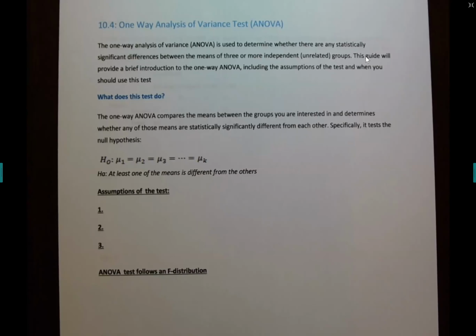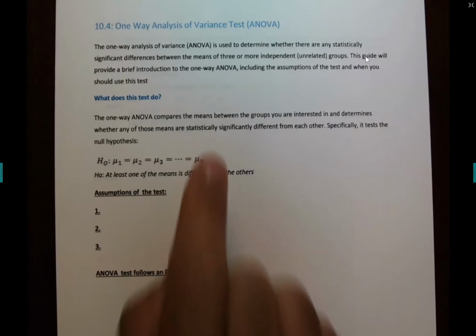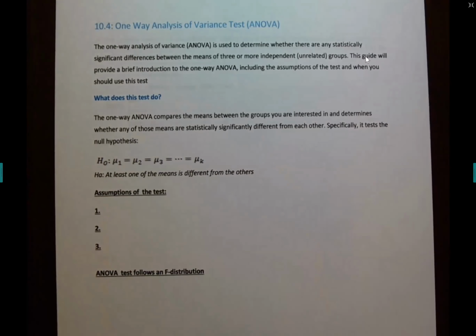So this is a test. If you have more than 2 means, you must use the analysis of variance. In chapter 8, you learned how to compare 2 means, mu1 and mu2, but when you have more than 2 populations, you will need to use analysis of variance, which is called ANOVA, to test whether the means are equal or not. The one-way ANOVA compares the means between the groups you are interested in and determines whether any of those means are statistically significantly different from each other.